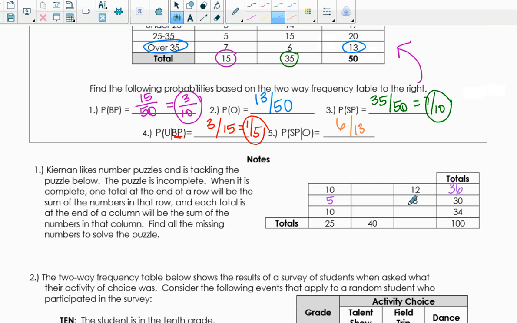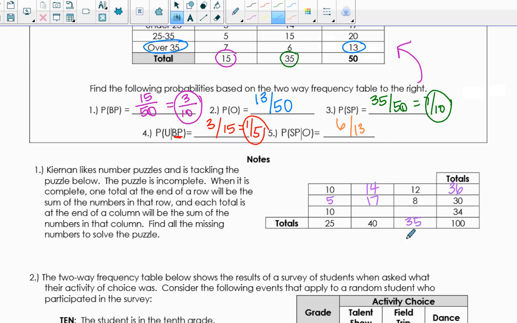Now, if we go by rows, 10 and 12 is 22, so this has to be 14. So 10 plus 14 plus 12 is 36. 5 and 8 is 13, so this has to be 17 because 5 plus 17 plus 8 is 30. And then the next row doesn't have enough information, but then the last one, 25 and 40 is 65, which means this has to be 35 in order to add up to 100.